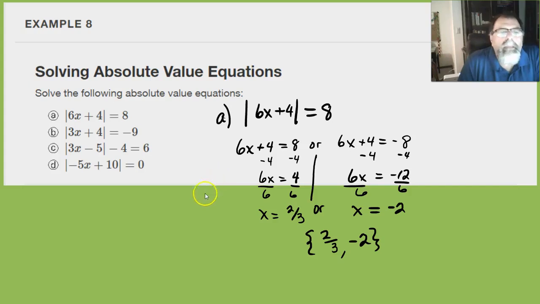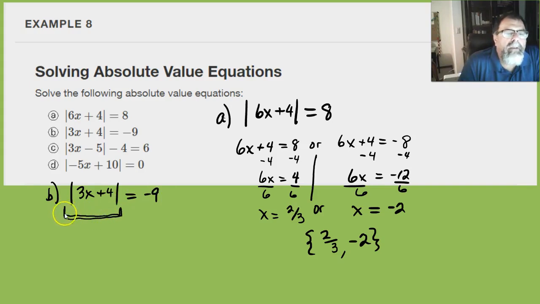All right, let's look at B. The absolute value of 3x plus 4 is equal to negative 9. Now, if we're thinking about this expression, once I put in a number for x, it doesn't matter what x is. I put it in there, multiply it by 3, add 4, and then I take the absolute value of it. There are two possibilities. It could be 0, or it could be a positive number. So when is 0 equal to negative 9?